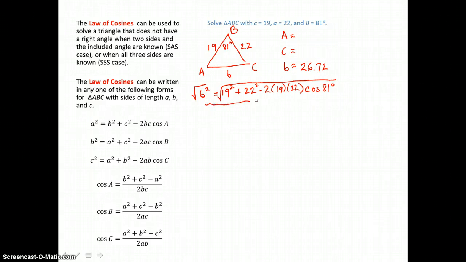Okay, and now because we know an angle and the side opposite it, we tend to use the law of sines to find the next measure. And I'm going to find angle A. So sine of A is to side A, which is 22, as the sine of angle B, which is an 81-degree angle, is to side B, which we just found to be 26.72 units.